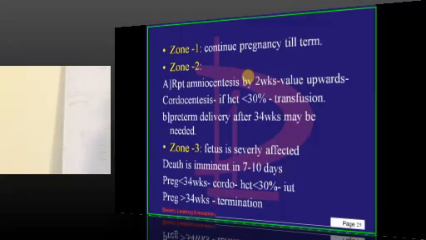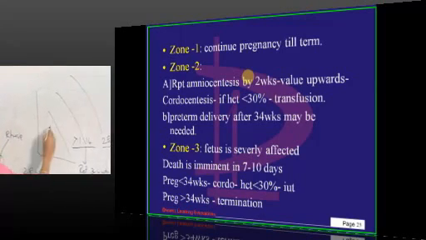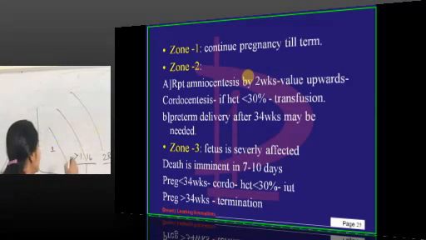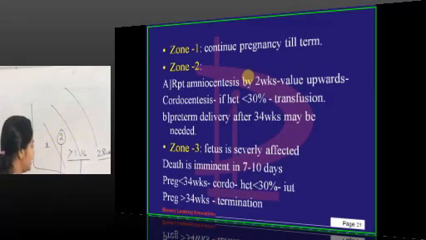So zone 1, first I have continued pregnancy until term. Nothing to get worried because low bilirubin. So in zone 2, what will I do? In zone 2, once again I have to repeat after 15 days.